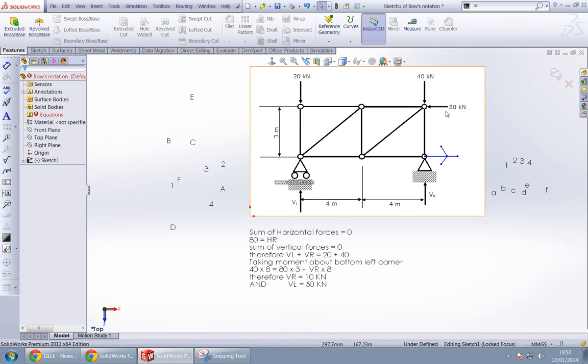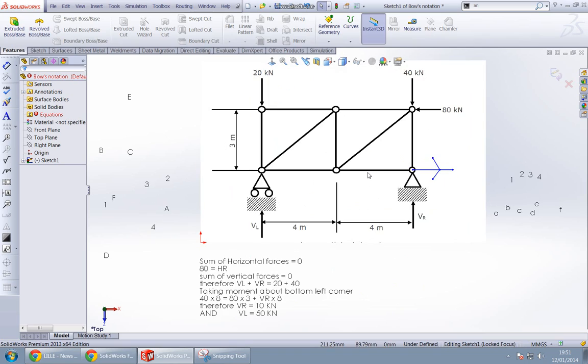So we got this as well. Now VR is also anti-clockwise, so it stands on the other side of the equation: VR multiplied by this distance 8. Therefore, if you solve this equation, you get VR equals 10, and putting VR equals 10 in our vertical forces equation, we will get VL, and that would be 50 kilonewton.